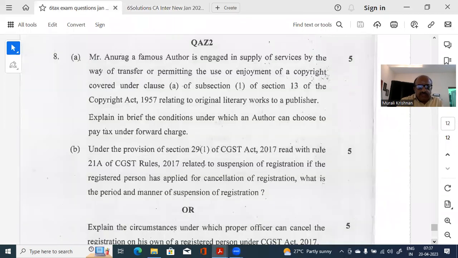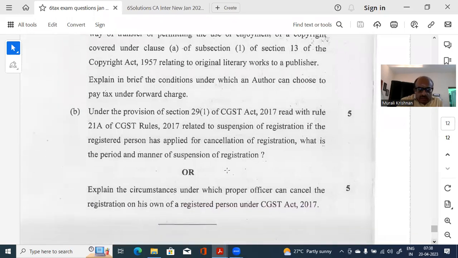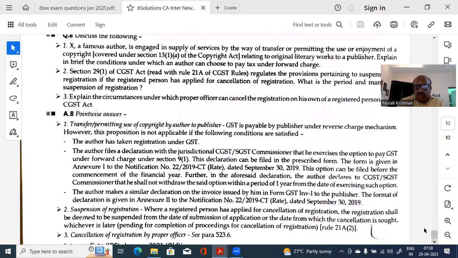Under section 29, suspension of registration. What are the conditions in which a person's registration can be cancelled? And also one more thing relating to suspension with the rule applied for: what is the period of suspension and manner? And under what circumstances can the officer cancel the registration of a registered person? For this you will have to refer to the text only, because this is purely theory.